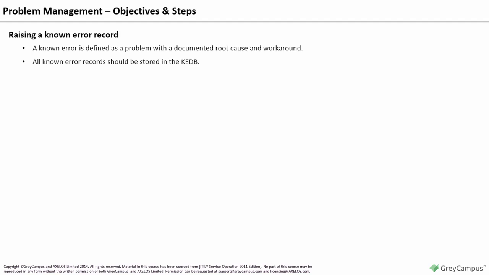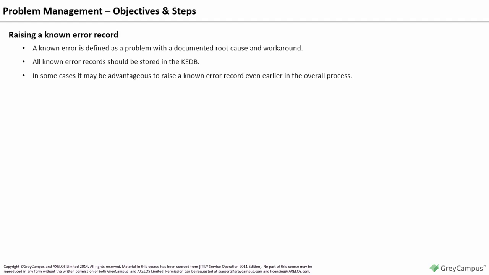As soon as the diagnosis is complete, and particularly where a workaround has been found, even though it may not yet be a permanent resolution, a known error record must be raised and placed in the KEDB so that if further incidents or problems arise, they can be identified and the service restored more quickly.